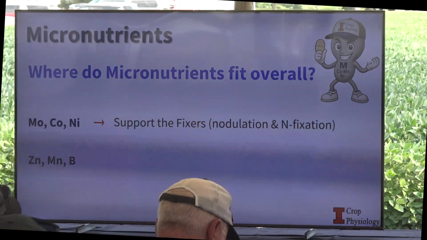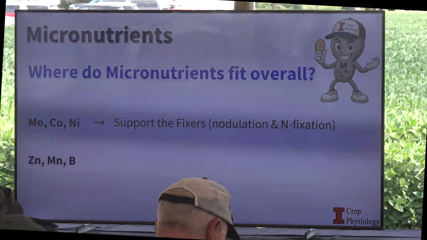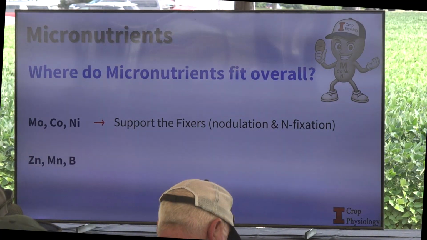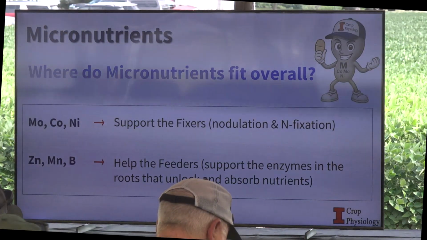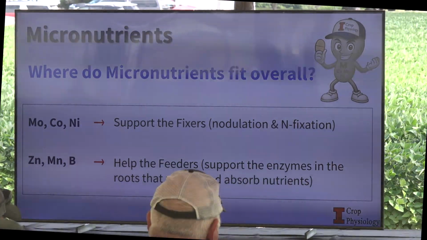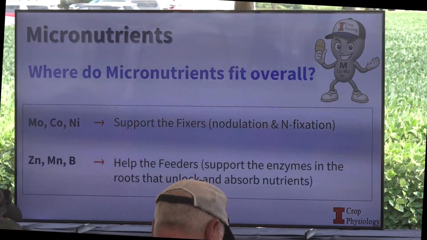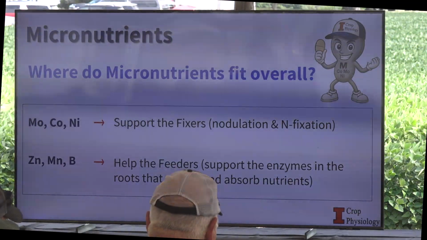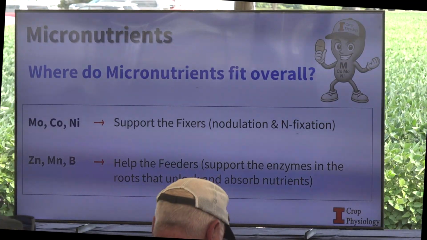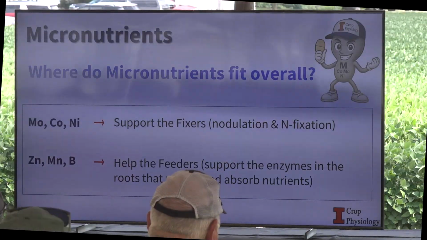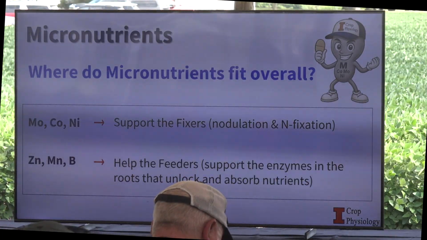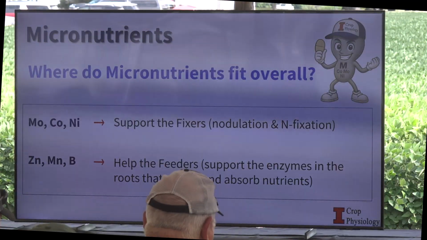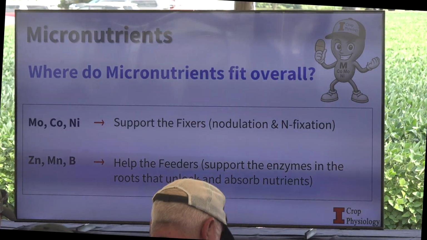And the second example is other micronutrients. We have zinc, manganese, and boron, for example. This can help the feeders, right? They can support some enzymes in the roots, unlock, and also make nutrients more available to the plants. And I really hope I could make some good analogy here to explain those differences.